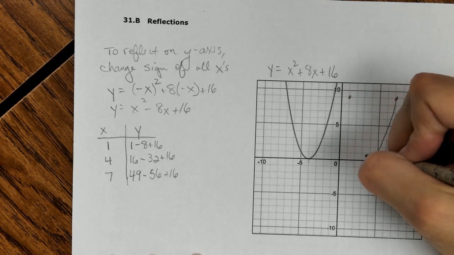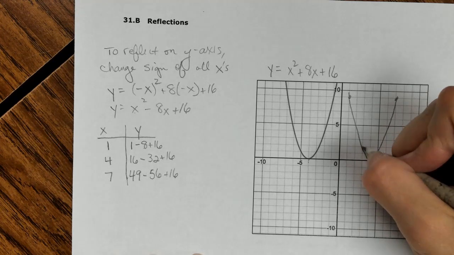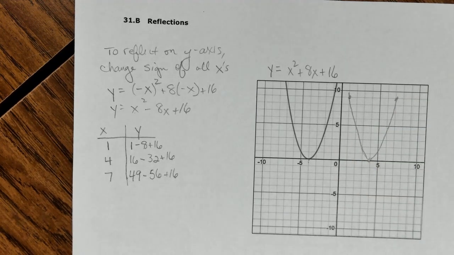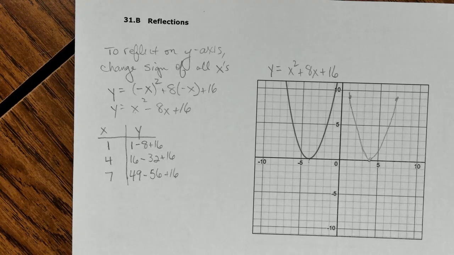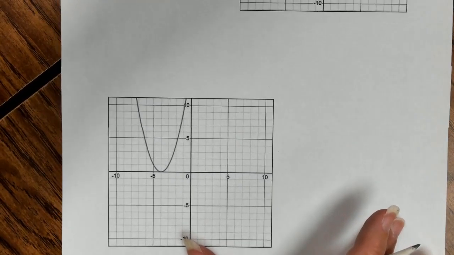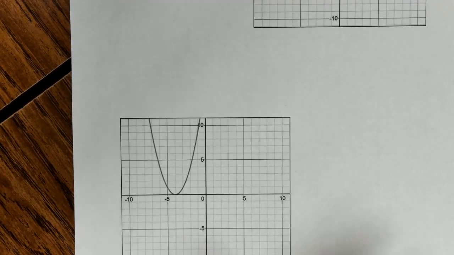Okay, and then I should have had some more curve to it, but there is my sketch of the reflection. Okay, now if we go down here, this is the same parabola, so it's the same equation that we had above.